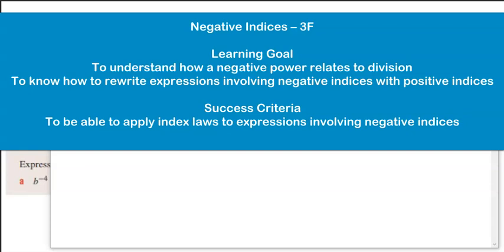This is exercise 3F, negative indices. The learning goals for this one are to understand how a negative power relates to division, and to know how to rewrite expressions involving negative indices with positive indices. The success criteria is to be able to apply index laws to expressions involving negative indices.